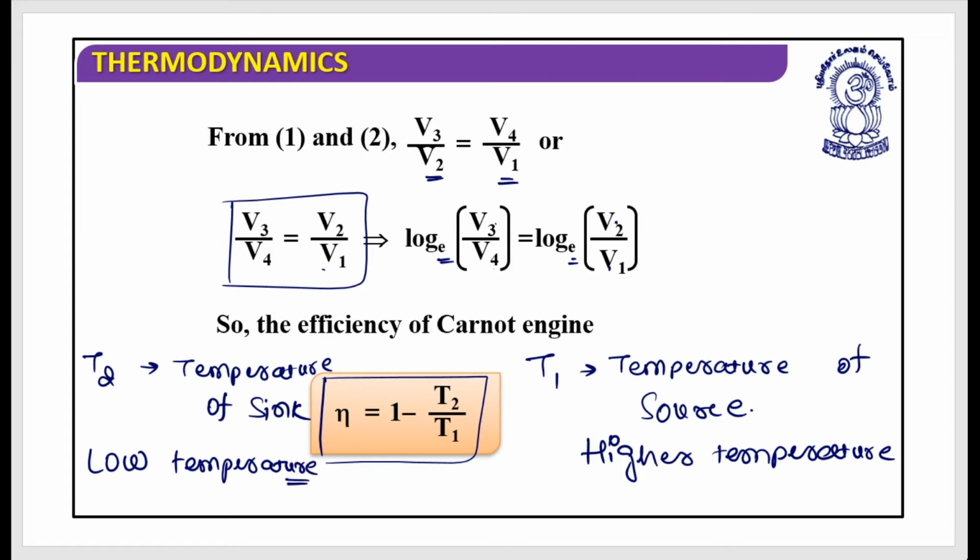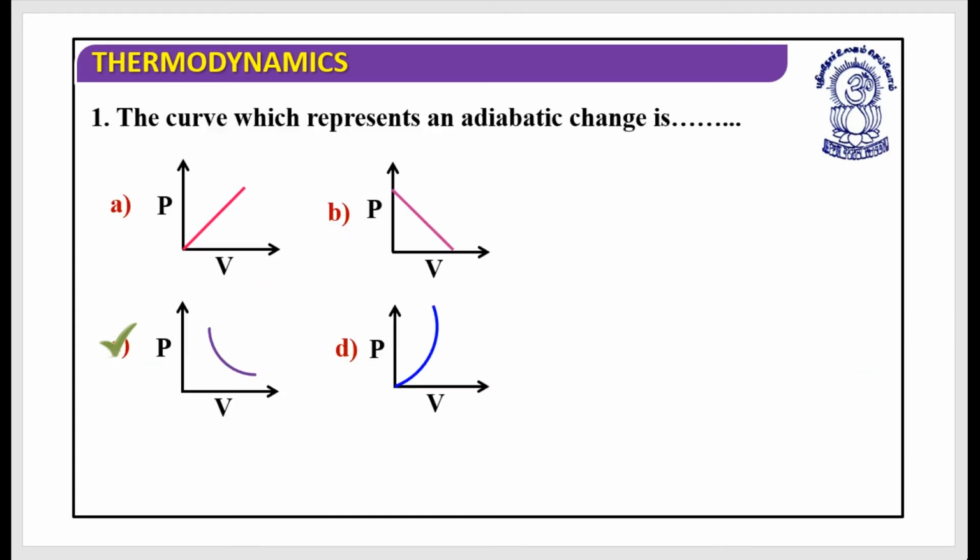I hope this is clear. Is it clear? Do you understand this? Are you sure? Great. So let's look at a quick question. The curve which represents an adiabatic change is, yes, for the adiabatic process, the situation where P into V is equal to constant, and so this is the P versus V graph.